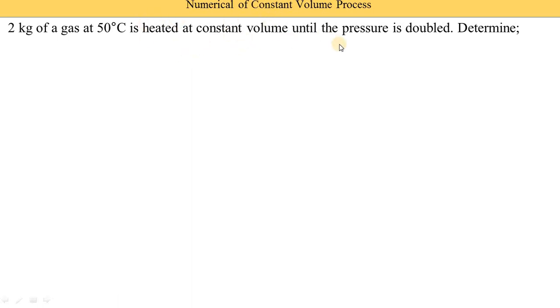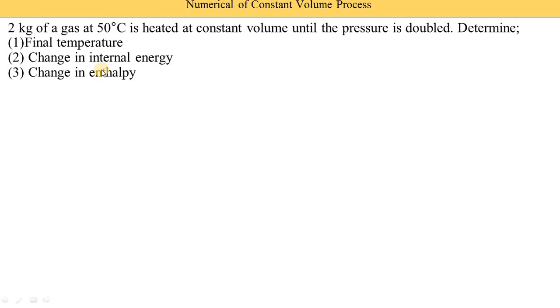Until the pressure is double, means we supply this heat energy to the 2 kg of mass until the pressure is double. We need to determine, first, the final temperature of the gas; the initial temperature T1 is given as 50 degree centigrade. After the heating, what is the temperature of the gas, that we need to find out. Second, we need to find the change in internal energy, and third, the change in enthalpy.